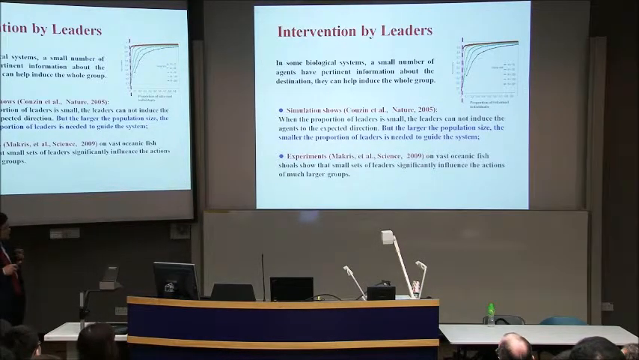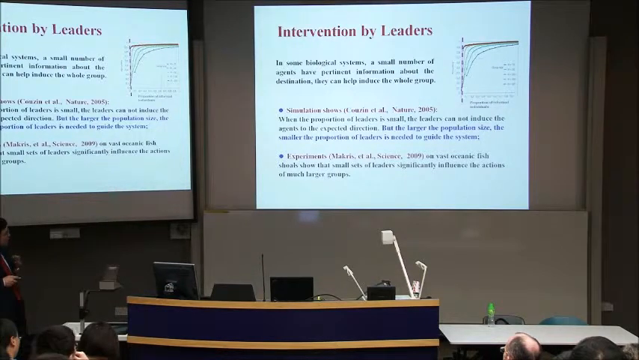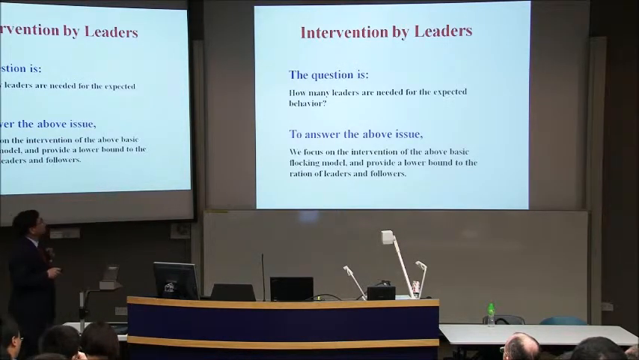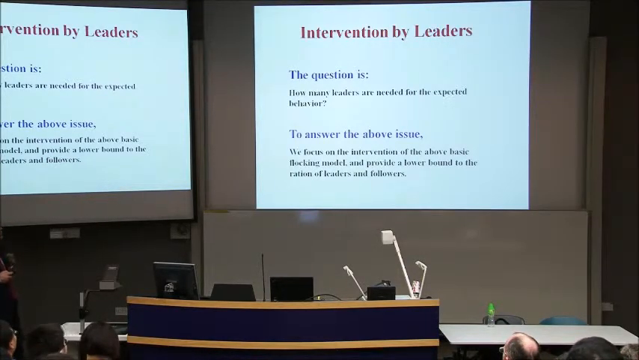Here is a real experiment on a vast oceanic fish shoal, showing that a small set of leaders significantly influences the actions of a much larger group. Let's have a look at such questions: how many leaders are really needed for the expected behavior? To answer this question, we focus on the intervention of the Vicsek model, and we provide a lower bound on the ratio of the leaders and the followers.